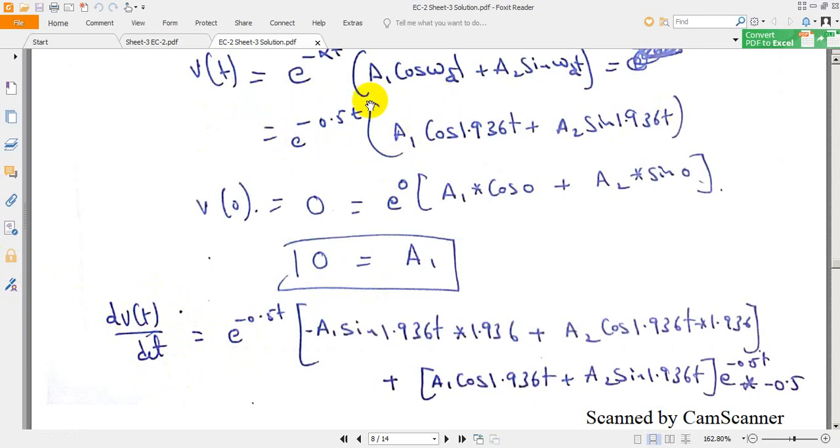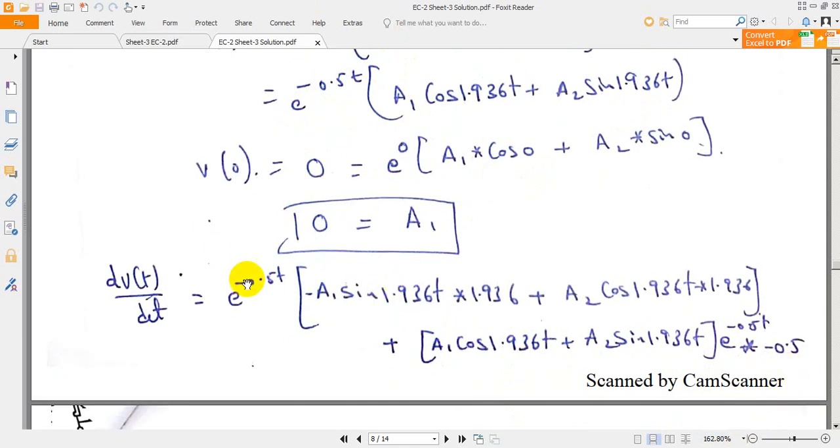We have two expressions, the first expression and the second expression. First into differentiation of the second: a1 into differentiation of cos 1.936t is minus sin 1.936t into 1.936, plus a2 into differentiation of sin 1.936t, which is cos 1.936t into 1.936, plus the second term. Write this whole term as it is, into differentiation of this, which is e power minus 0.5t into minus 0.5.